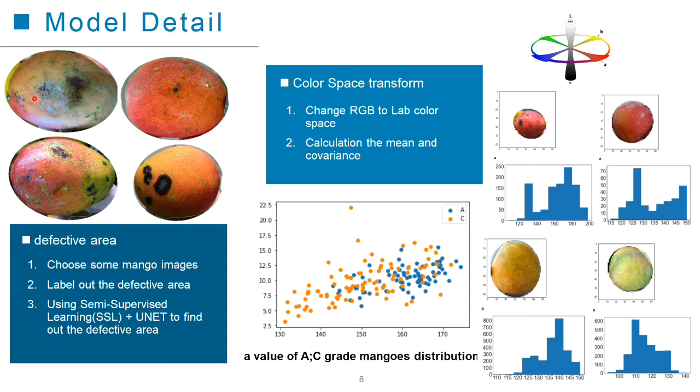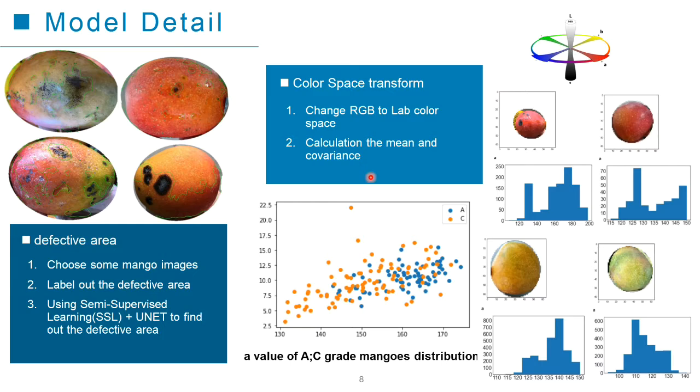And second, let's talk about color space transform. For color differences, we translate RGB to LAB because it is easier to observe, since the two ends of the A value are green and red. After that, we plot the mean of the A value and the covariance of LAB to observe.